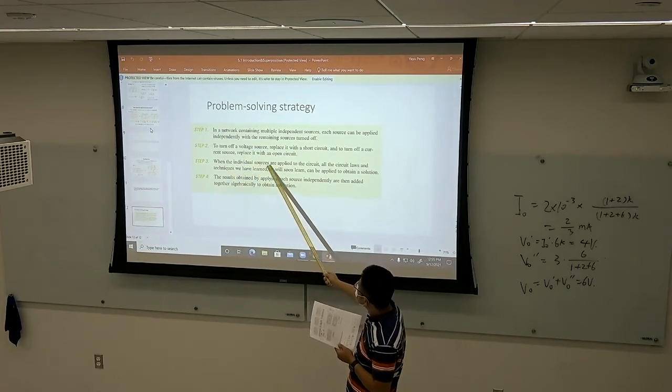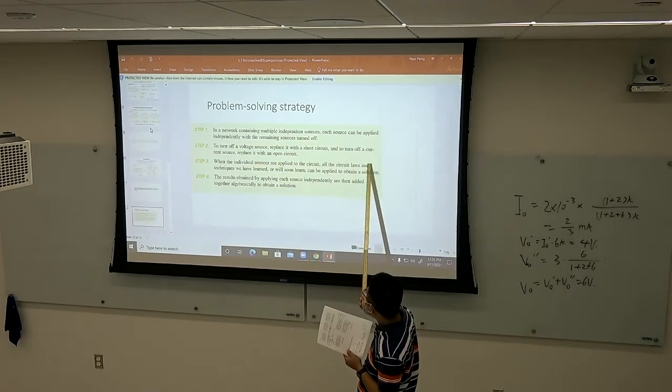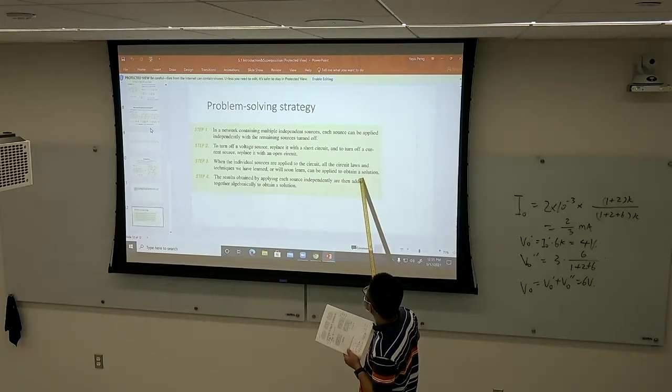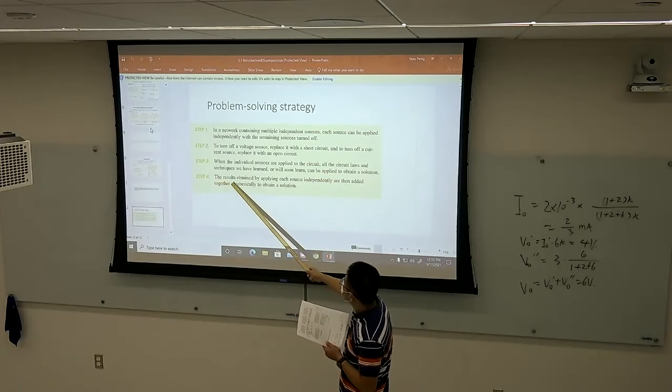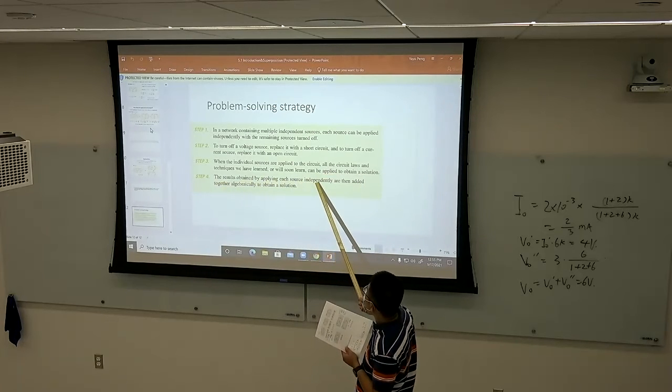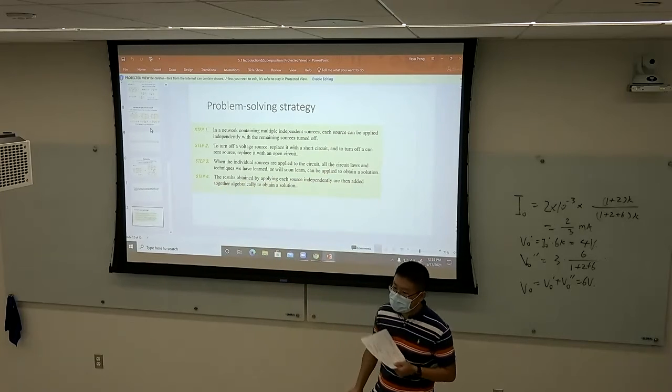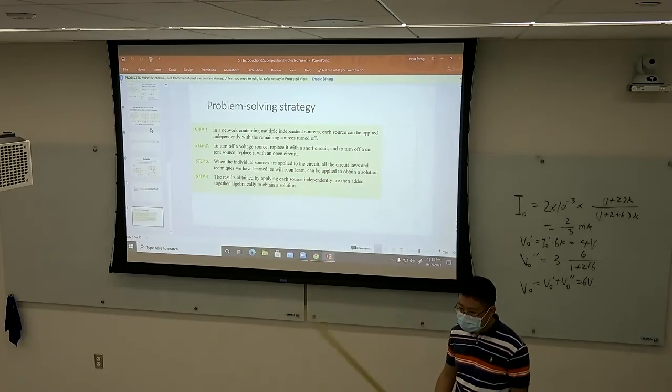When the individual sources are applied to a circuit, all the circuits are solved at the same point. We assume that it can be applied to a single solution. The results obtained by applying each source independently are then added together algebraically. This is the superposition.